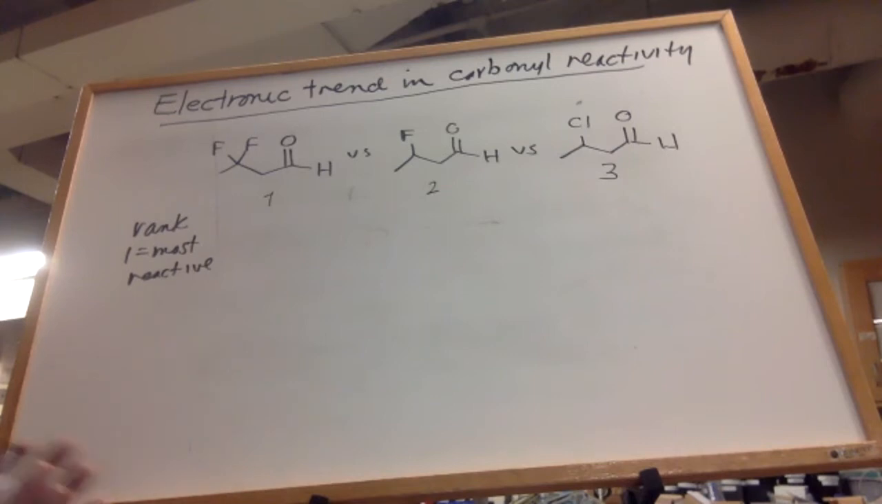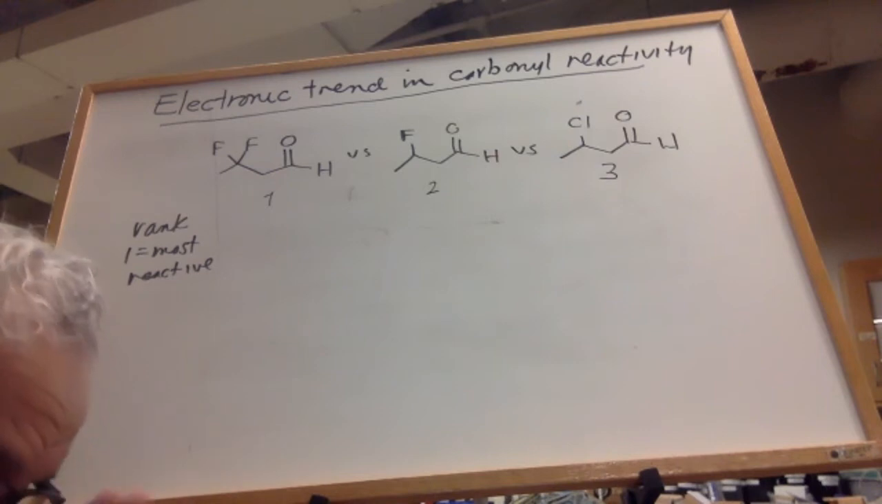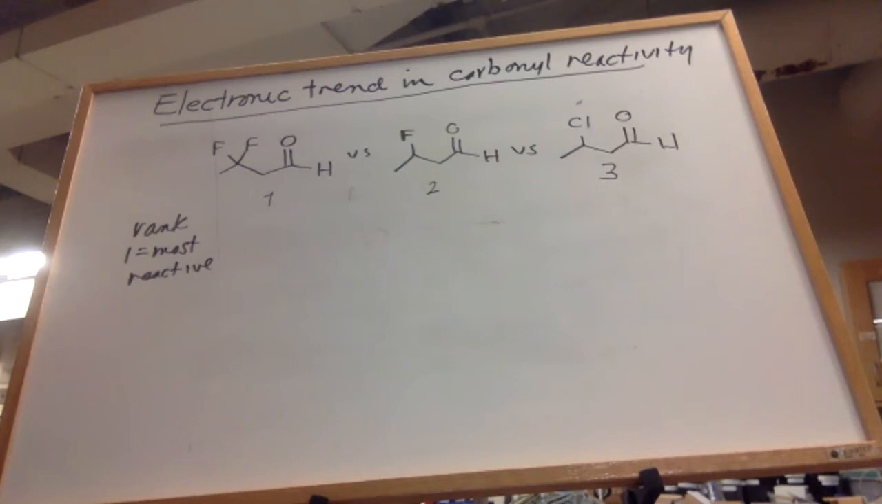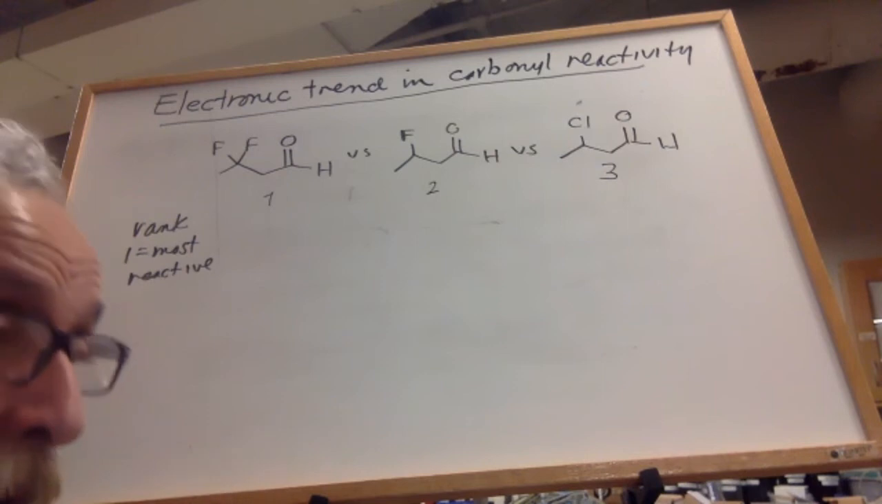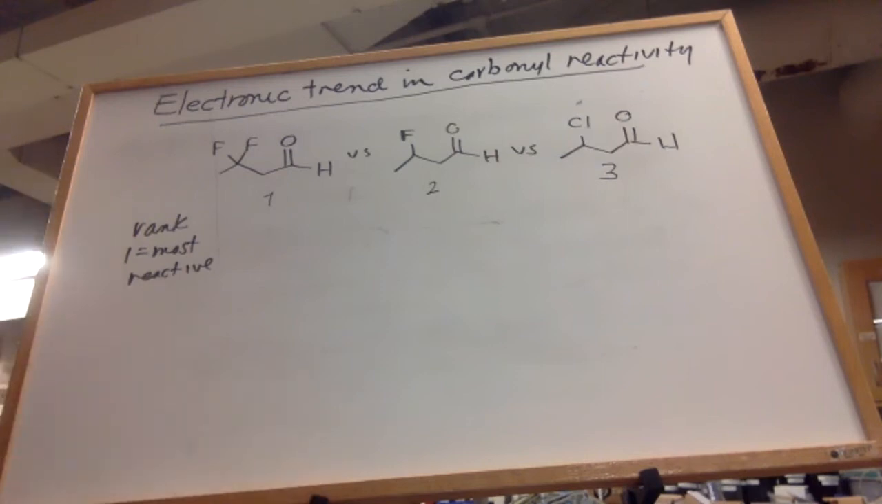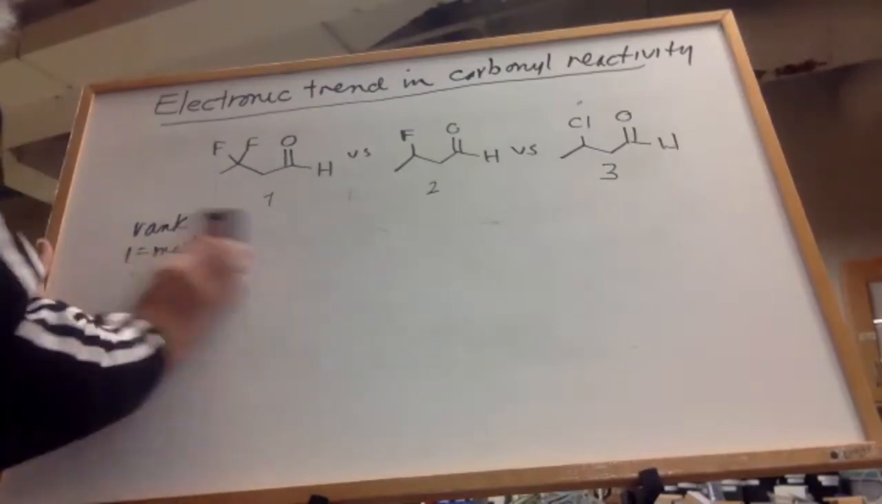So the presence of this electron withdrawing group increases reactivity. The reactivity of the carbonyl depends on how many electron withdrawing groups there are, how close they are, and how electron withdrawing they are. Okay, so let's try one final ranking problem.